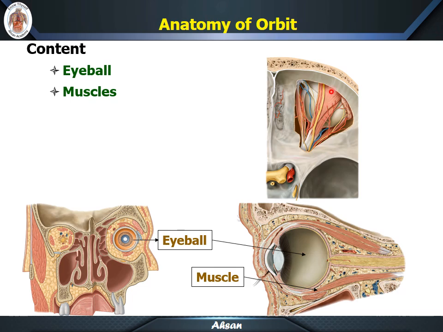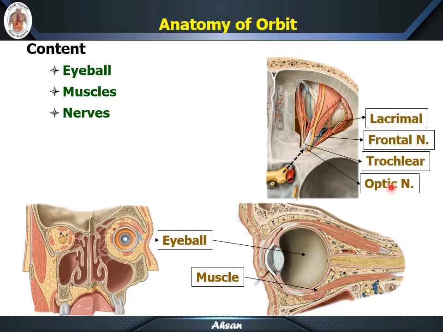These are the muscles. You can see the muscles. These are the extraocular muscles that help in the movement of the eyeball. Then there are the nerves that supply these contents as well as those that come out of the orbit to supply the forehead and other parts. You can see the nerves. The optic nerve helps in vision. Other nerves are the trochlear and the ophthalmic division of the trigeminal, which has frontal and lacrimal branches.